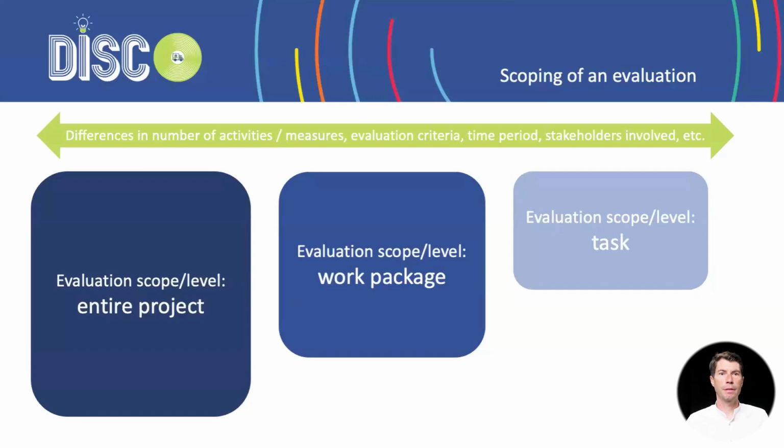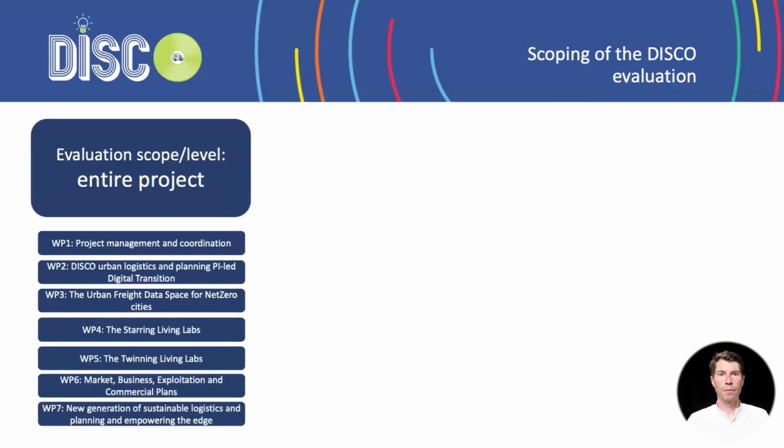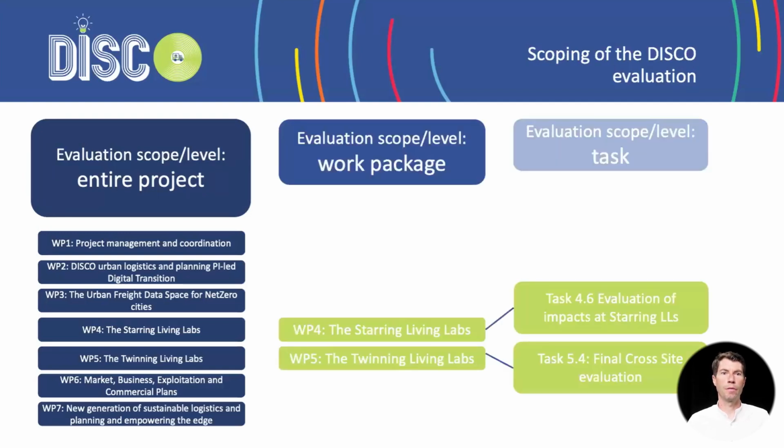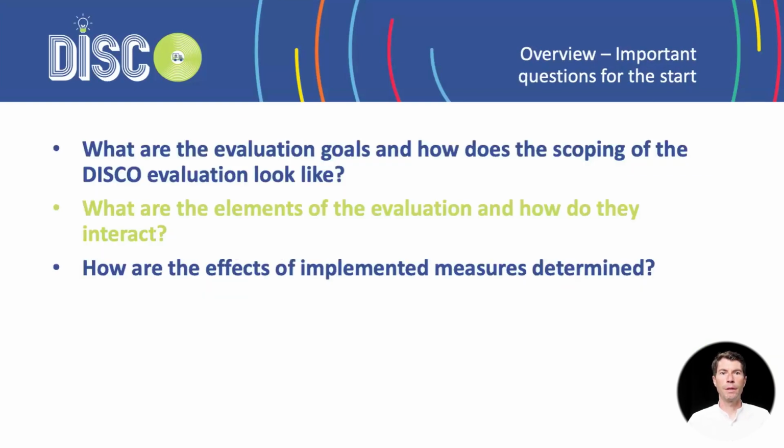The DISCO project consists of 7 work packages, and the evaluation of the measures introduced in the Living Labs is located in work packages 4 and 5. Specifically, the tasks defined for this are task 4.6, the evaluation of impacts at single Living Labs, and task 5.4, final cross-site evaluation. Now that you know the overall objectives of the evaluation task within the project, let's look at the specific elements of the evaluation framework and how they interact.